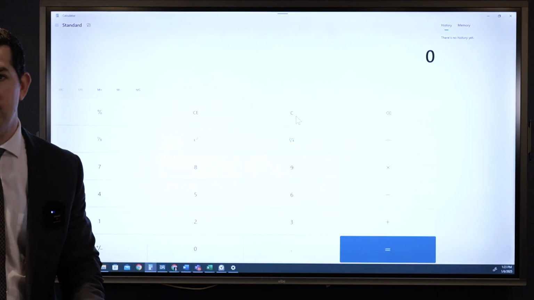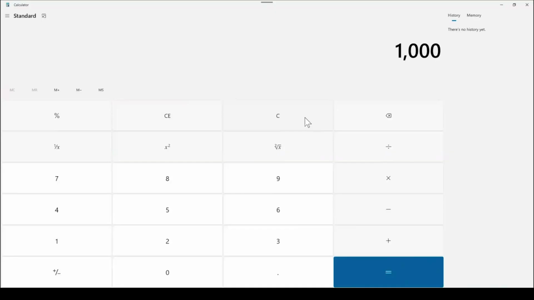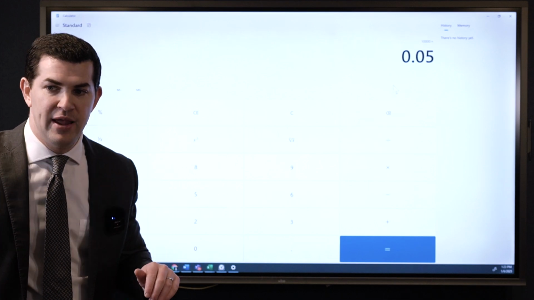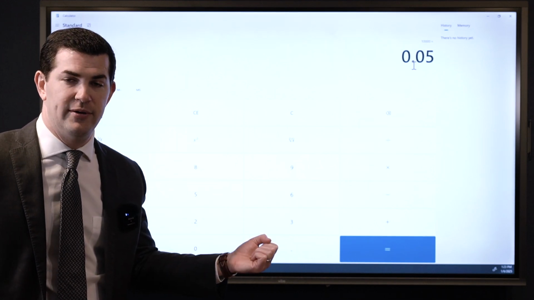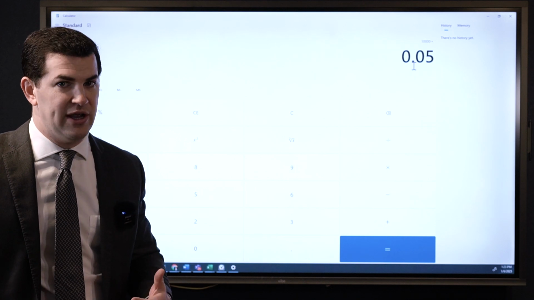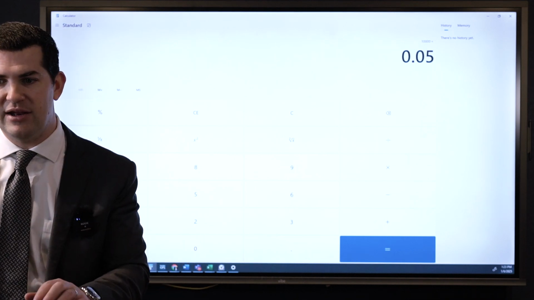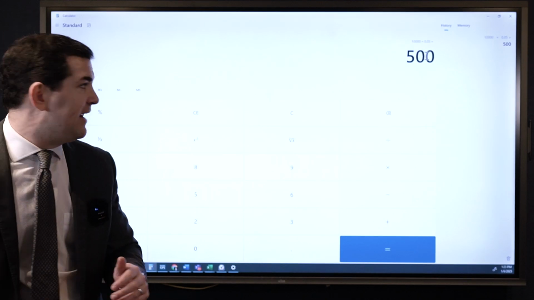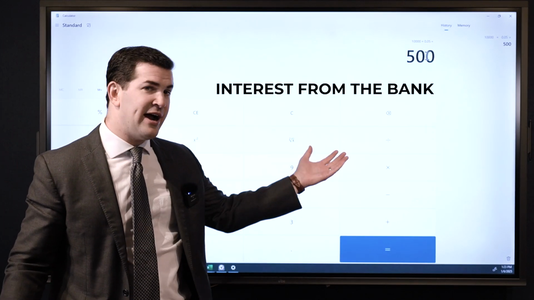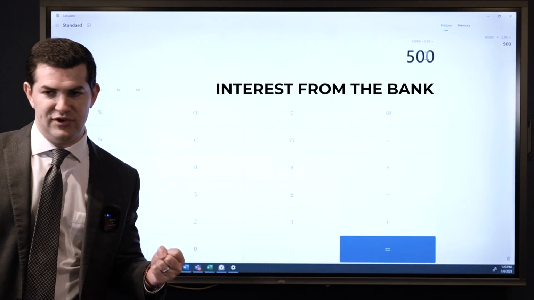What I want to start with is my account balance. So let's plug in $10,000, and then I would multiply that by 0.05. That'll give me 5%. If I punched in 0.5 without the zero in front of it, that would give me 50%. So I want to make sure that I put that zero in there first. That gives me $500. That is how much interest I am going to receive from the bank in this example.